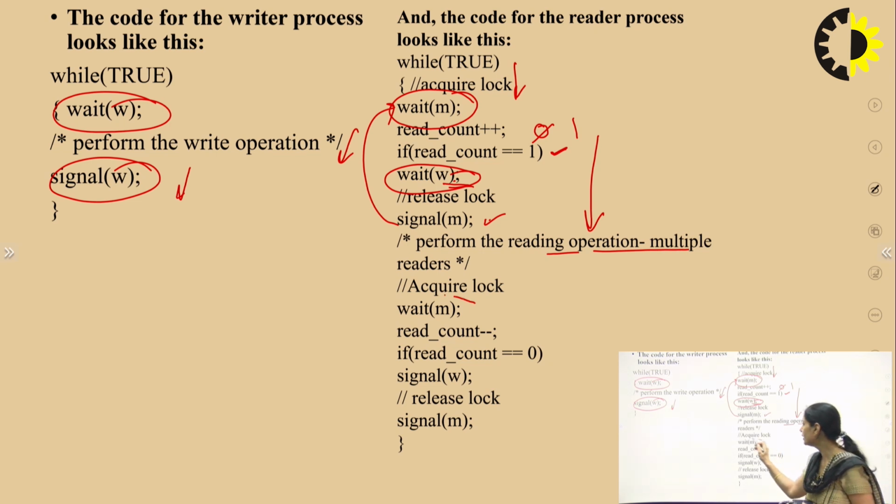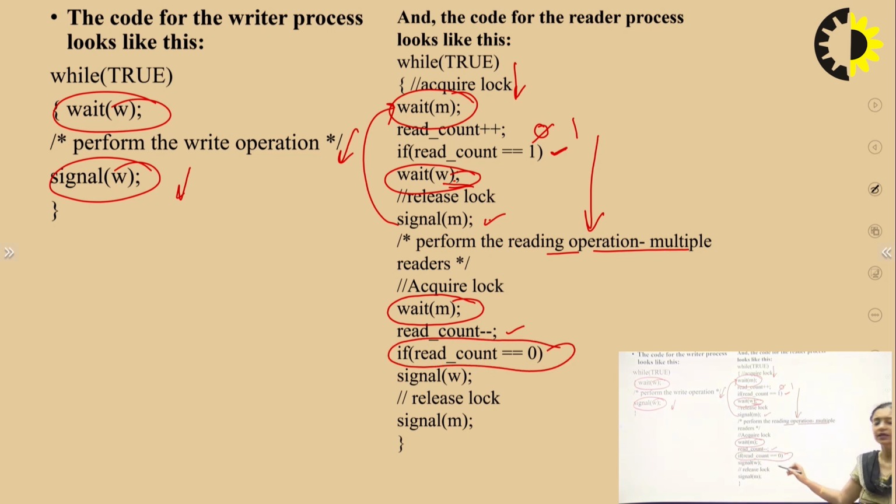Once the reader wants to exit from the critical section, it will again put a wait on the mutex. The value of read count will be decremented, and if it is the last reader who is exiting, it will give a signal to W to allow any writer to enter into the critical section, because the last reader who was in the reading section has now left. Once that reader exits, it will put a signal on W to allow the writers to enter, and it will release the lock that it acquired while exiting from the critical section.